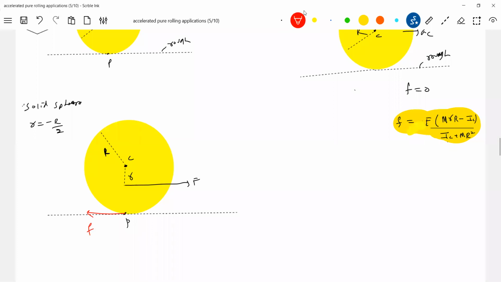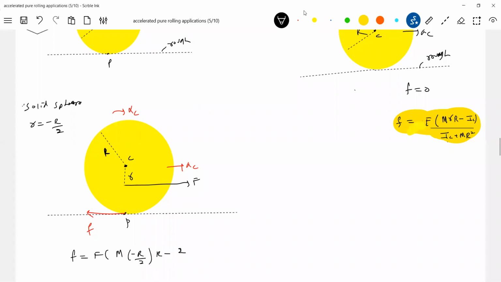Look at the formula here. Or else you solve it. If you get the answer friction positive, then what you assumed is right. If you get negative, change the direction. So I can directly look at this particular thing: f is equal to F into M minus r by 2.